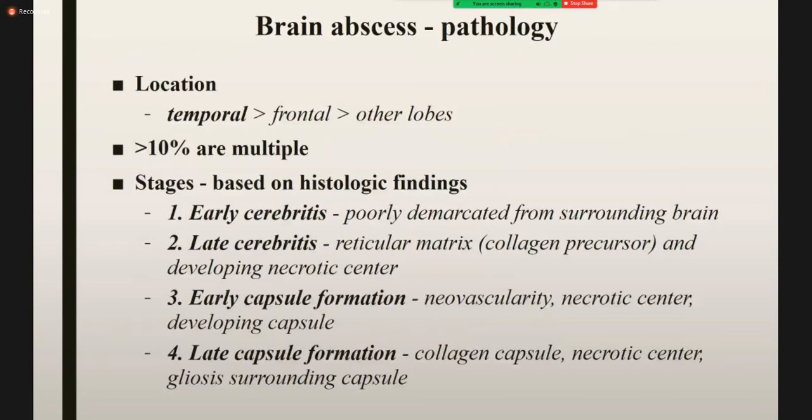According to pathology location, brain abscesses mostly involve the temporal area, then later the frontal, and least likely other lobes. In more than 10% of cases they are multiple. There are certain stages on the basis of histological findings of brain abscesses.